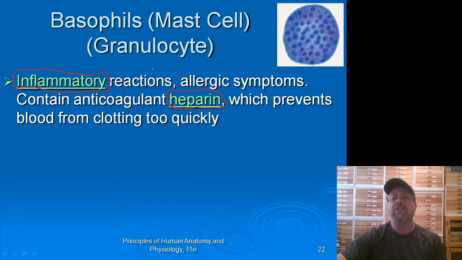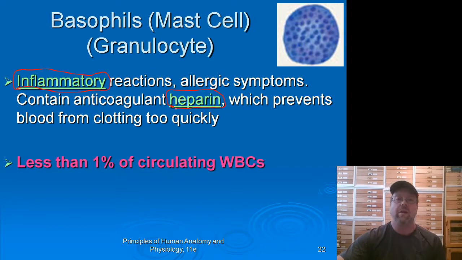Now, inflammation is not a bad thing. We actually need inflammation to help with the healing process because it recruits those other cells like neutrophils and macrophages. It's going to recruit those cells to that area to fight off the infection. However, basophils and mast cells can go a little bit overboard and cause some allergies of their own. So, for example, seasonal allergies. Seasonal allergies can be caused by these basophils.